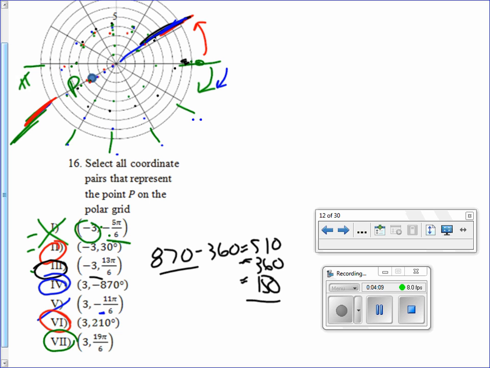So 7 works. So if we look back, we see that all the choices work, except for choice 1 and choice 5.